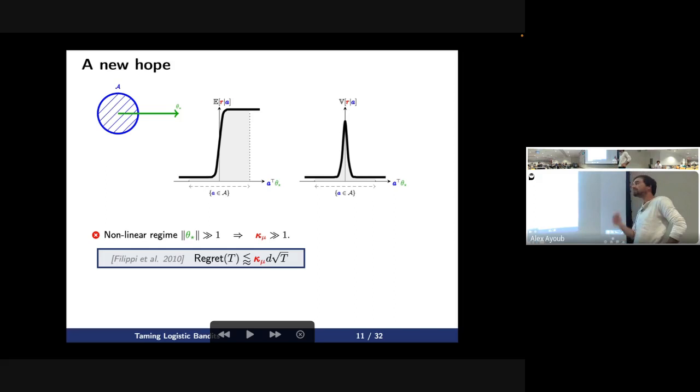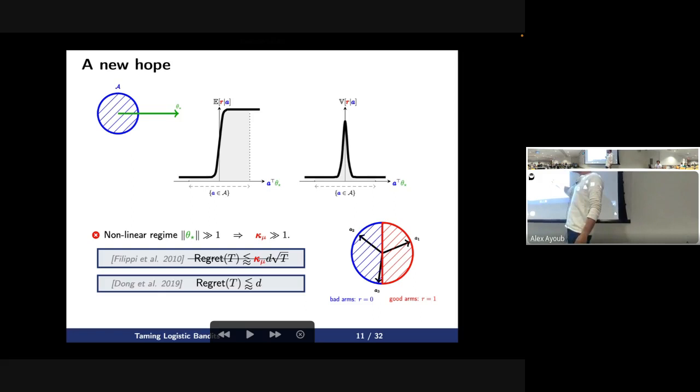And is it that hard to solve? The answer is no. Because if we have a Heaviside function for the reward, basically you can partition the action space. Here, the unit ball in dimension 2. In red, all the arms that are positively correlated with the parameter theta star, associated with reward 1 with probability 1. And in blue, all the arms that are negatively correlated with theta star, associated with reward 0. So to have no regret, all you have to do is find at least one arm in the red region. And how hard is it?